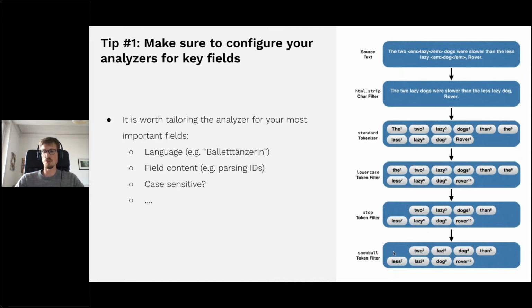And finally, snowball is a way to take the root of given words. So for example, lazy turns into lazi with an I, and so that would match both lazy and laziness. So you have a bit more flexibility in searching by doing that.